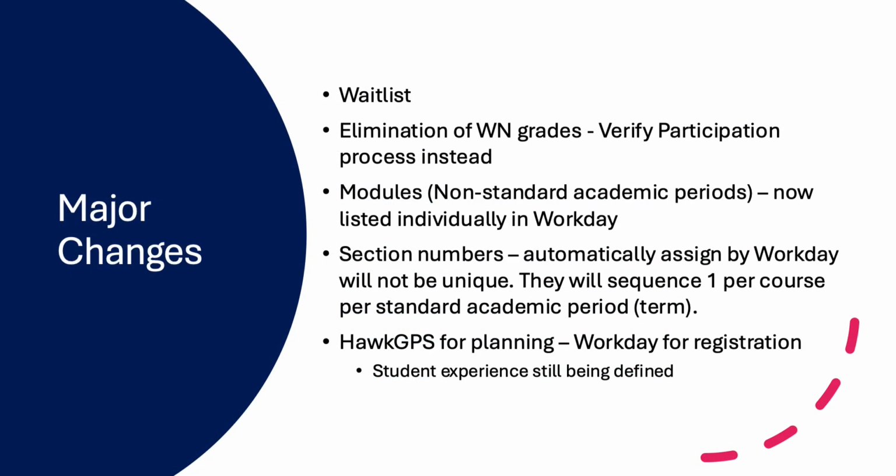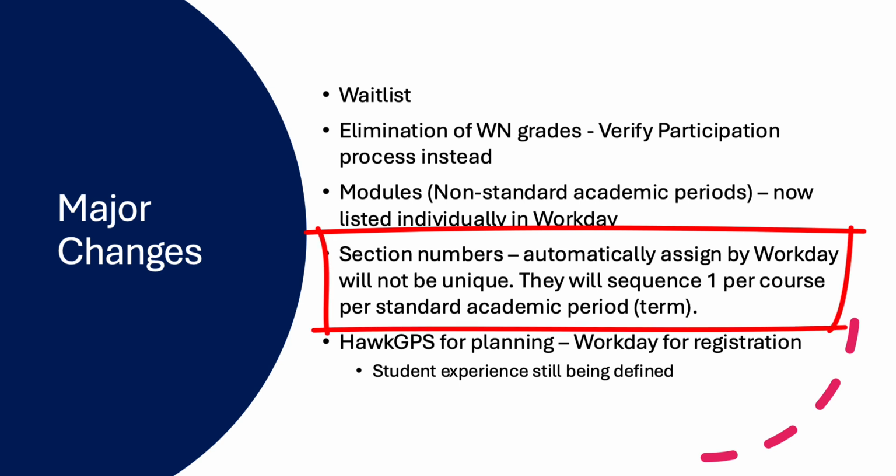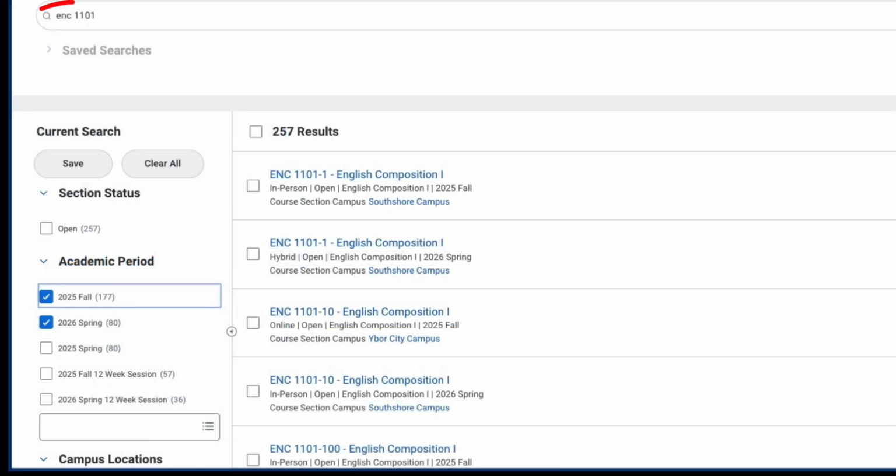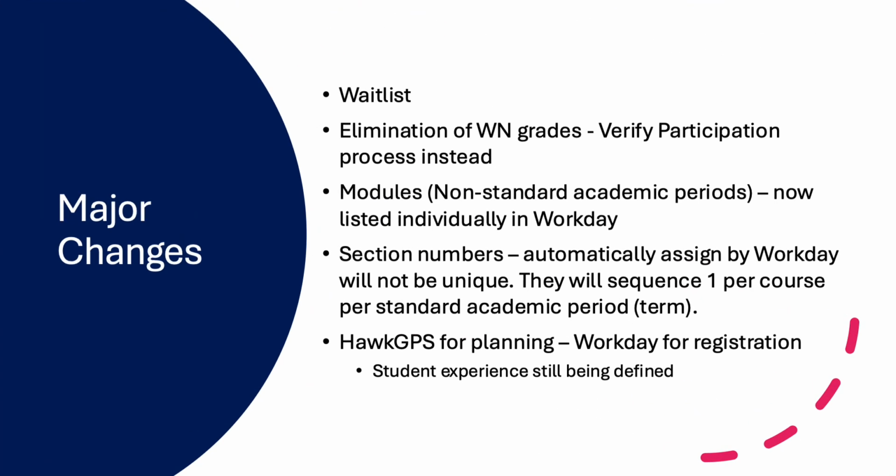You will also notice that the section numbers will look different than in Colleague. That is because Workday will automatically assign numbers to sections that will sequence one per course per academic period. So let's say ENC 1101 will have a section number 1, 2, 3, 4, 5, etc. for the fall term 2026. And then again, it will have numbers 1, 2, 3, 4, 5, and so on for the spring term and for the summer term.